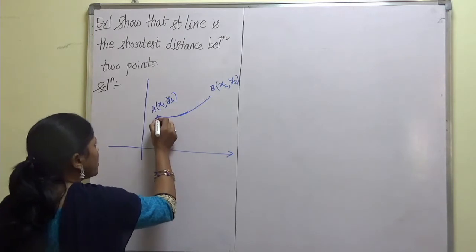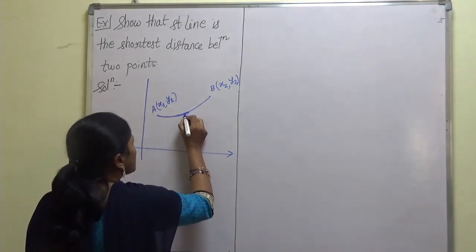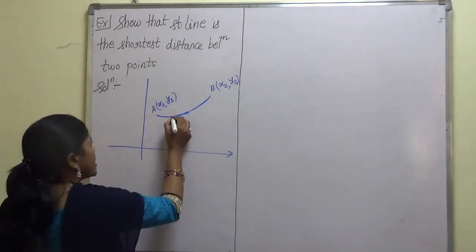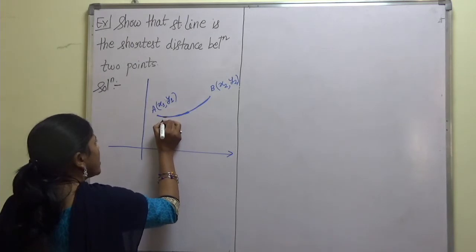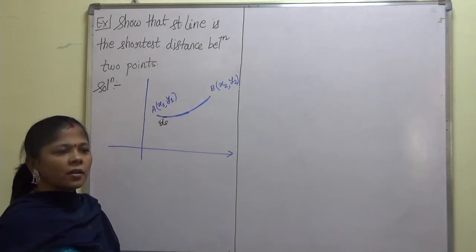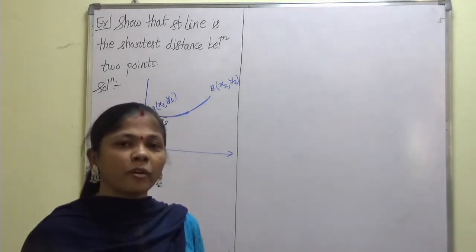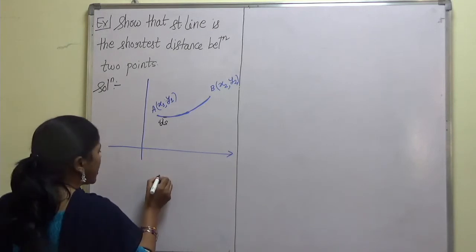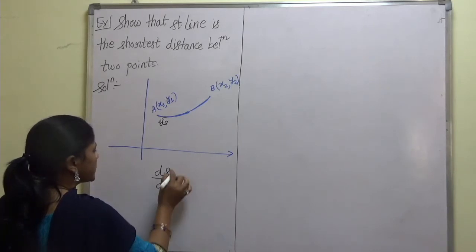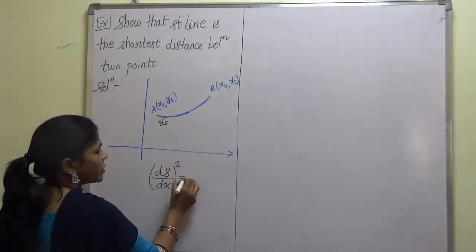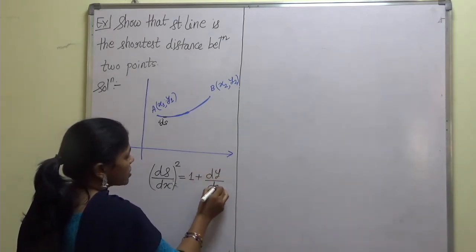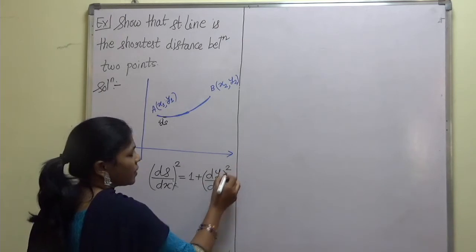So how to find the length of this curve? Yes, so what we will do? We will take the small arc length, right? Say here I am taking this small arc length, so this is nothing but ds. In the first year we have seen the formula for arc length. What is the formula for arc length? This is nothing but ds by dx whole square is equal to 1 plus dy by dx whole square. This is the formula we have derived, right?